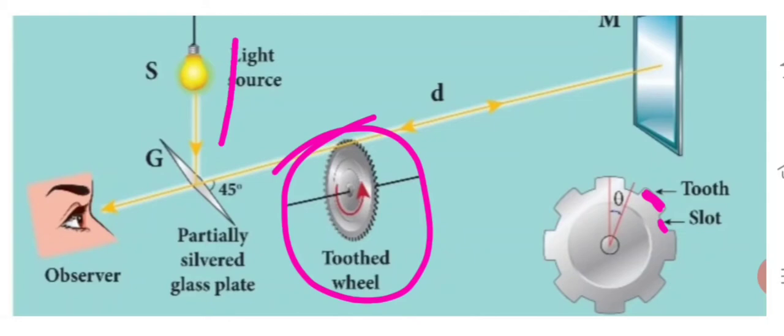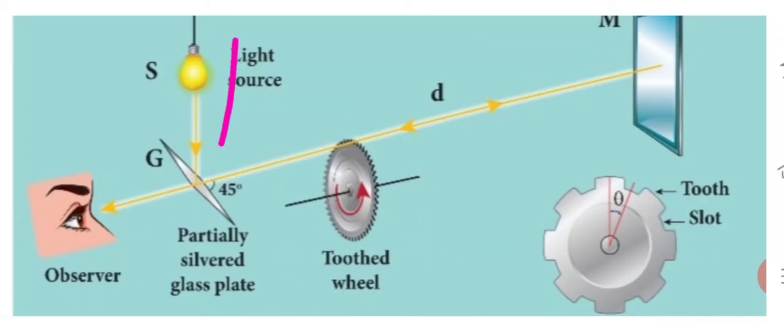Then the light is allowed to pass through the toothed wheel, and the wheel will be having n teeth and n cuts of equal width. The width of the tooth and the slot will be equal. And the speed of the rotation can be varied by an external mechanism. We can adjust the speed at which this tooth wheel rotates.